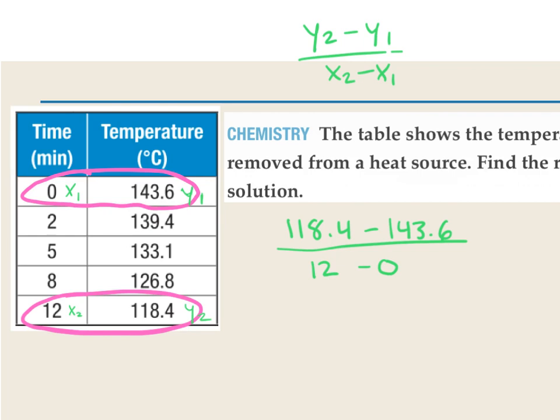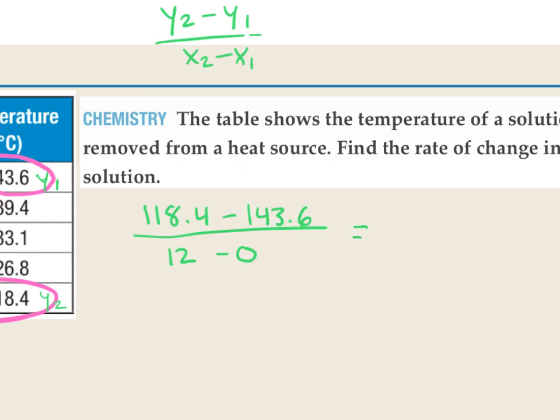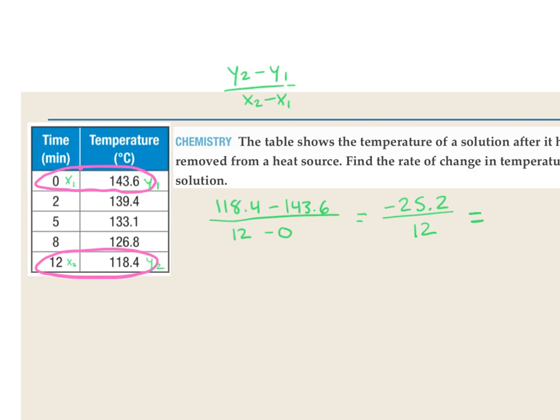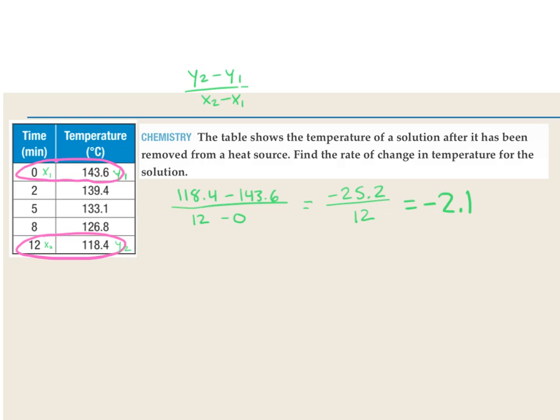Now we need to subtract the numerator and then subtract the denominator and divide the two. So on the numerator we have 118.4 minus 143.6. And we get negative 25.2. On the bottom, we have 12 minus 0, which is just 12. Now we divide, so we have negative 25.2 divided by 12. And this gives us negative 2.1. So our rate of change is negative 2.1, so we're decreasing here.